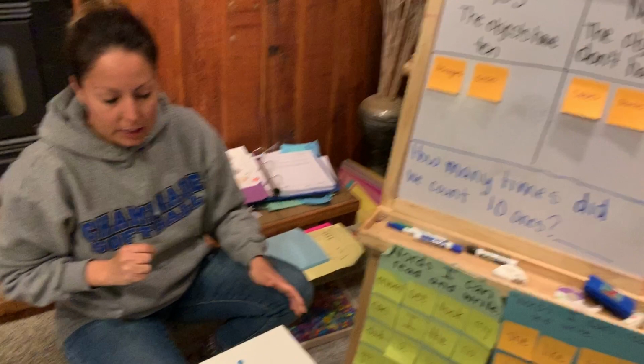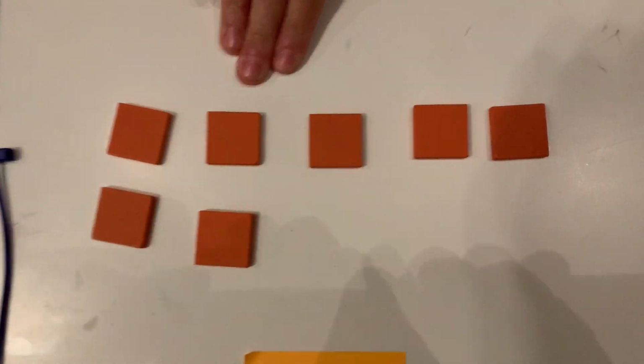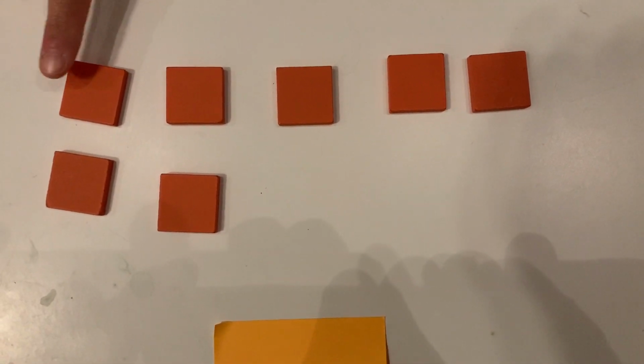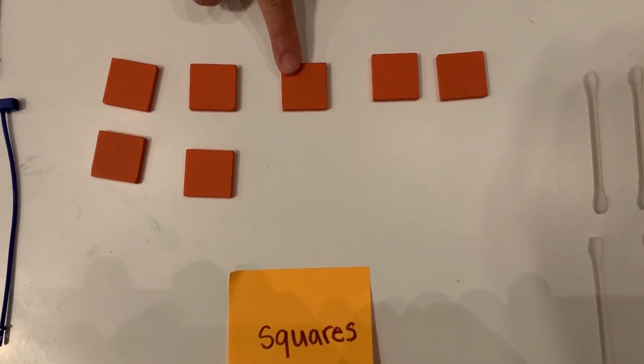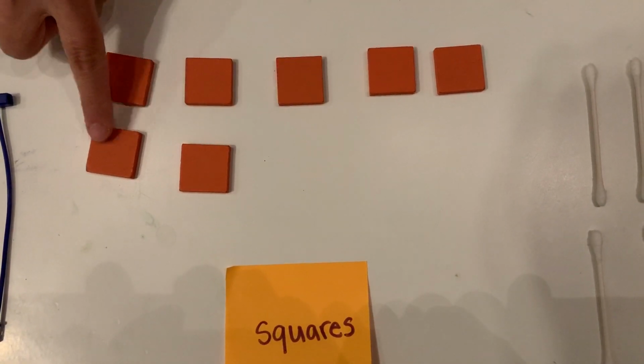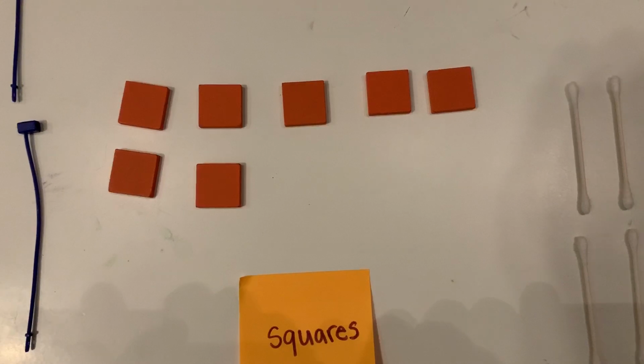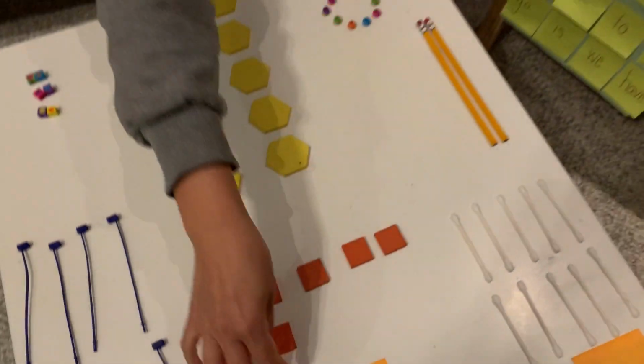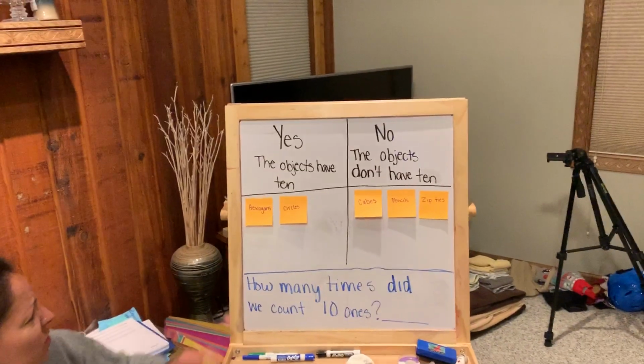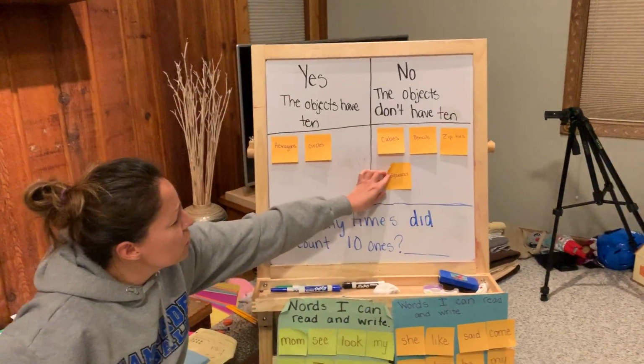All right, let's go to our squares. I'll go ahead and point to them while you count. What did you guys get? I got 7, and I know that that can't go under yes, it has to go under the no.